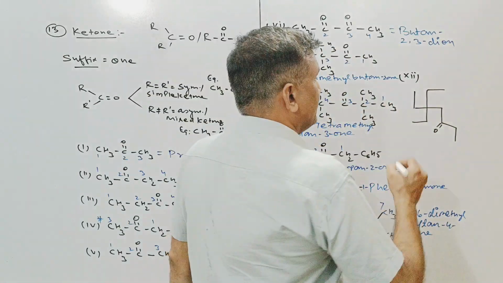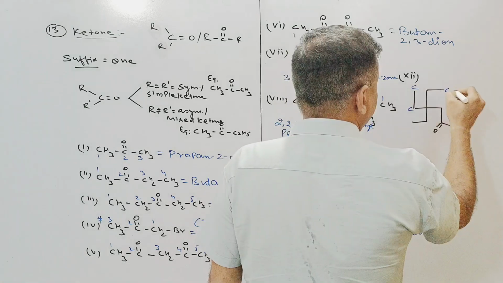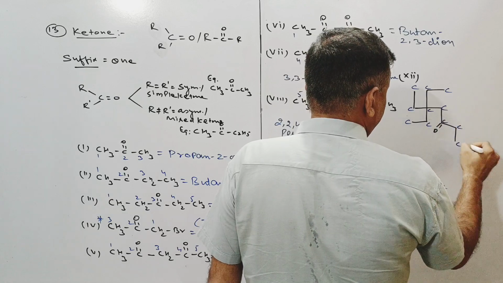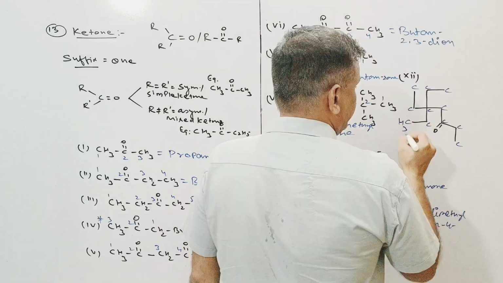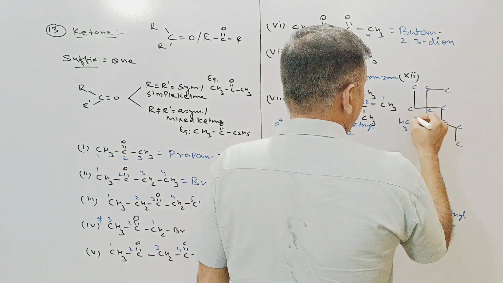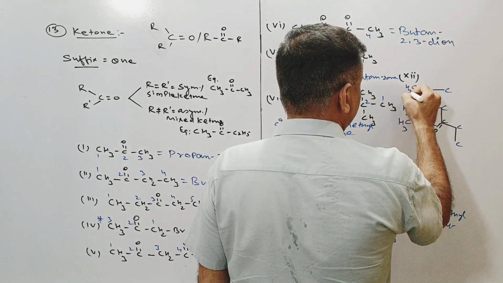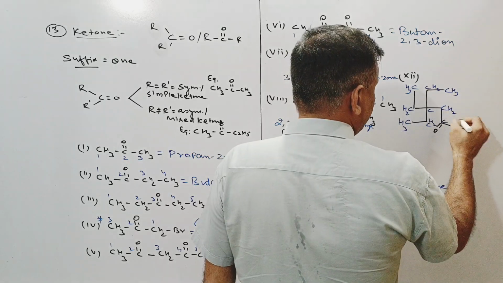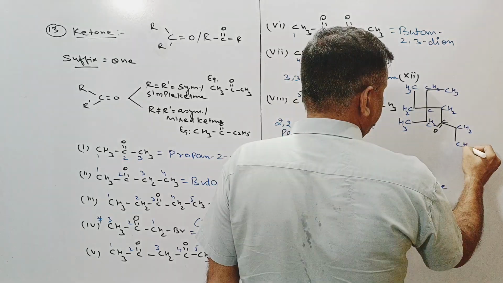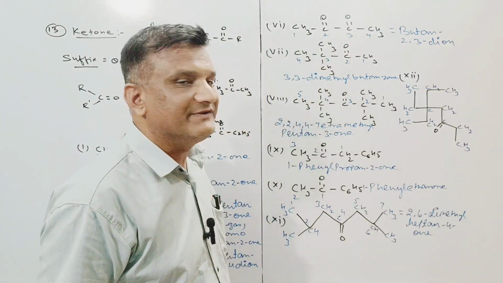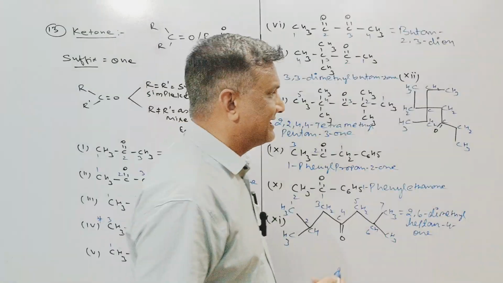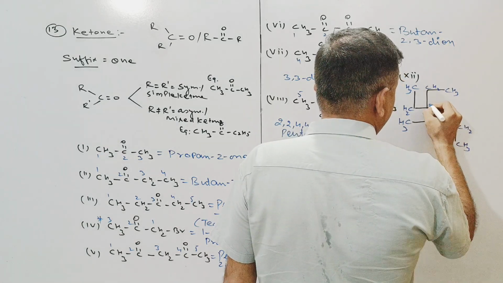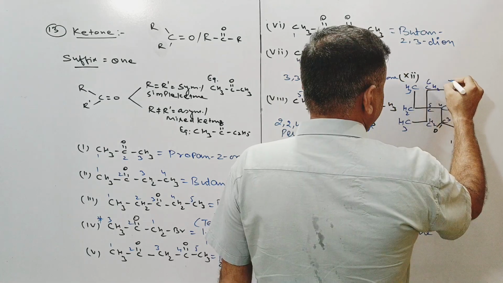For this it will be carbon like this, carbon, carbon and carbon. 3 carbon atoms, 2 carbon atoms, 2, 3, 2, 3. This is the 2, this is the 2, and this is the 3. Counting will be from the side where the functional group gets the lower number. So 1, 2, 3, 4, 5, 6, and 7.